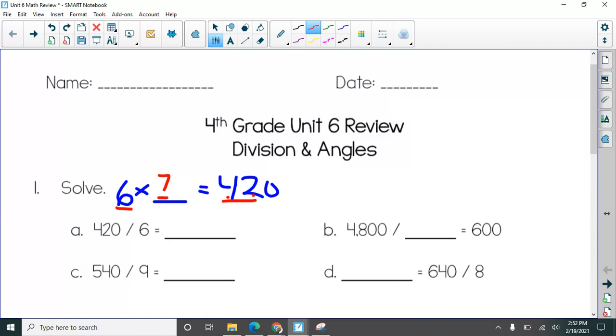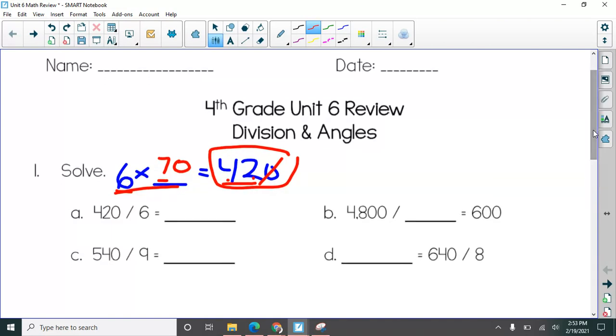And then we look at our zeros, right? So we have 1 zero over there. We don't have any in the problem yet, so we need one more. 60 times 70 equals 420. So 420 divided by 6 equals 70. How about this? How about you do C? Go ahead.